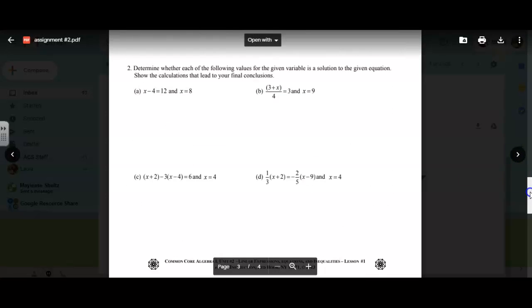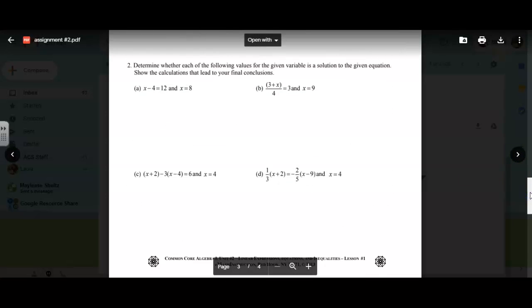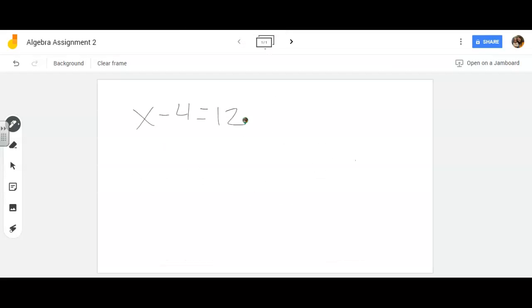It says determine whether each of the following values for the given variable is a solution to the given equation. And so all we have to do here is plug in our value for x. So I have our first example, x minus 4 equals 12, and it's asking us to plug in x equals 8. Okay, so let's take a look at our Jamboard. So I'm going to go ahead and plug in 8 for x.